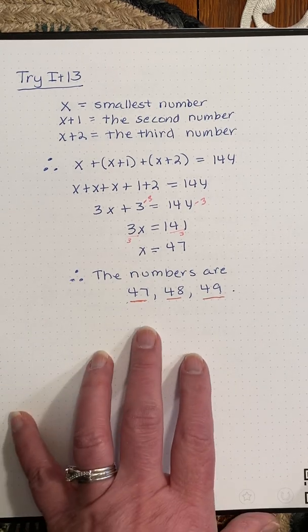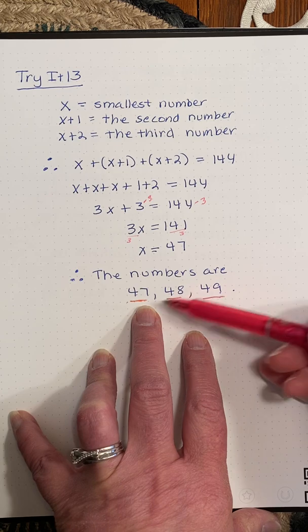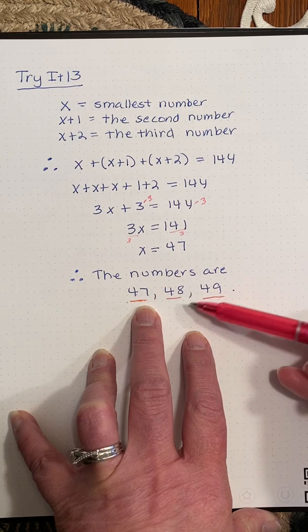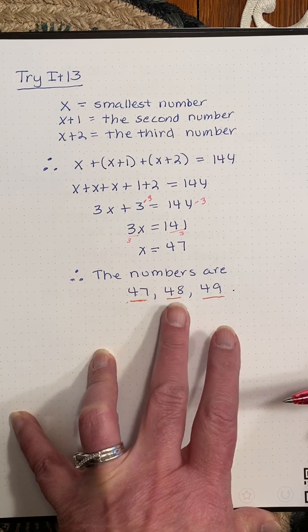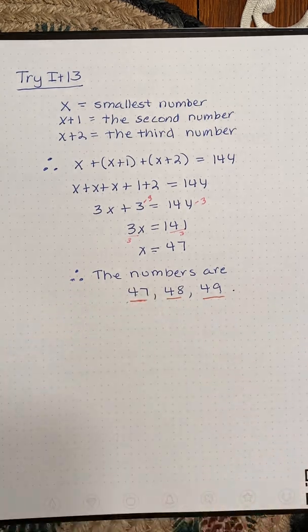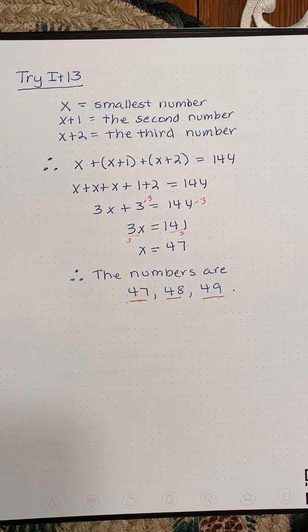Therefore, my answer is x is 47. The next one, x plus 1 is 48. And the third one, x plus 2 is 49. 47, 48, 49. I answer it in a statement because there's no other way to do this because they're just asking for numbers. So I say the numbers are 47, 48, 49, and I just highlight them so I can see them a little quicker.